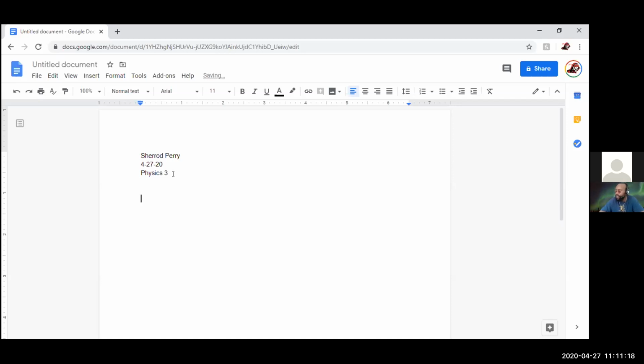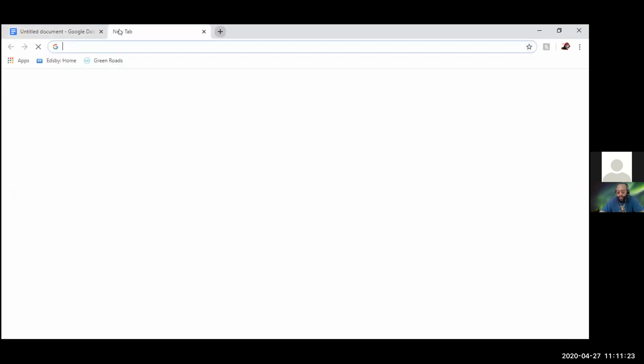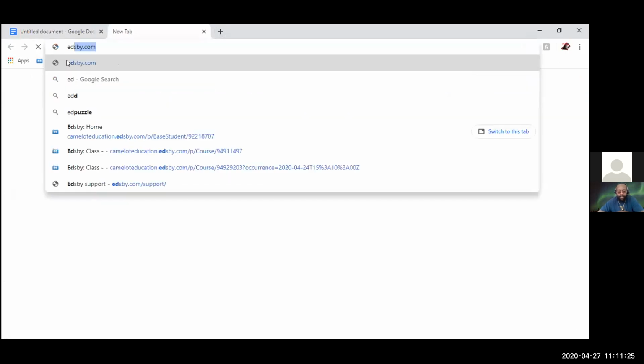So the next thing is you're going to take from Edsby, if you could switch to your Edsby screen, I'm going to show you a quick way to do it. You can copy the first problem to your document.